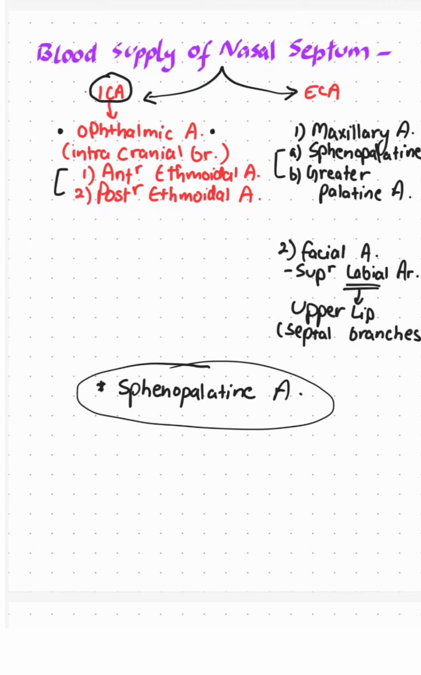the nasal septum. The maxillary artery will give two branches. First is the sphenopalatine and second one is the greater palatine artery. These both arteries will give the septal branches to the nasal septum. The other one which we have to discuss here is the facial artery. The facial artery gives one branch. Other branches are not involved. The one branch involved here is the superior labial artery, which supplies the upper lip mainly, but it also gives the septal branches. So that's all about the blood supply of the nasal septum.